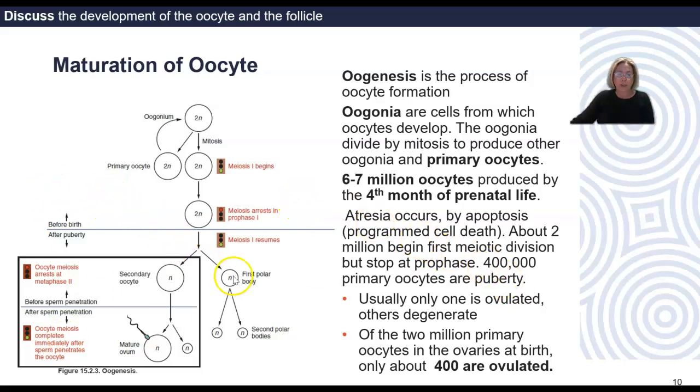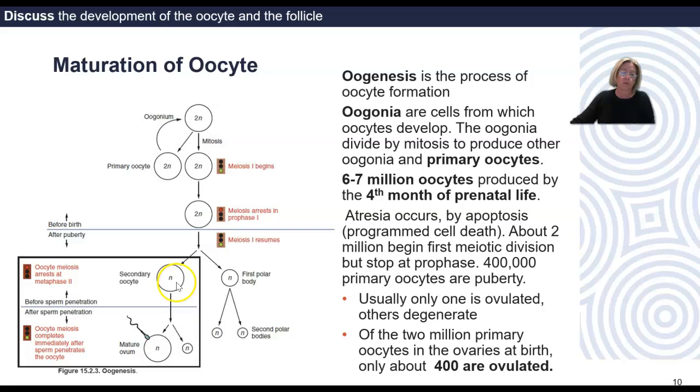Then after puberty, every 28 days or so, meiosis 1 resumes, and the oocyte enters the second phase of meiosis, but arrests at metaphase 2. Okay. At this stage, we've got the haploid number of chromosomes, and this oocyte is said to be the secondary oocyte. Now, you can see in the generation of the secondary oocyte that we also have a polar body, which is much smaller.